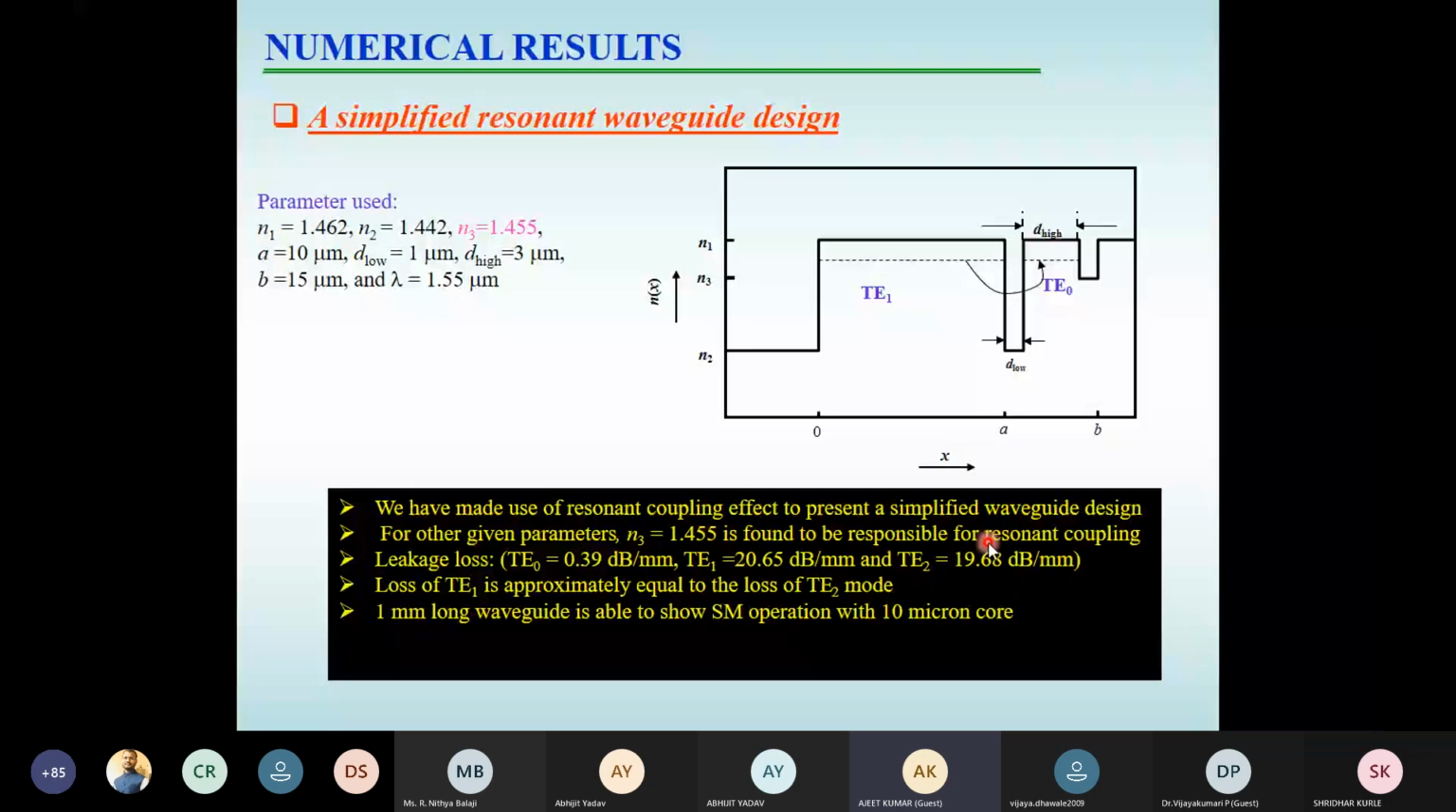When we created a complicated structure, we tuned the profile Q, and because of that we came to know about this thing, and that has further simplified the structure. We are able to get single mode operation with this simplified design with only 1 mm propagation distance.